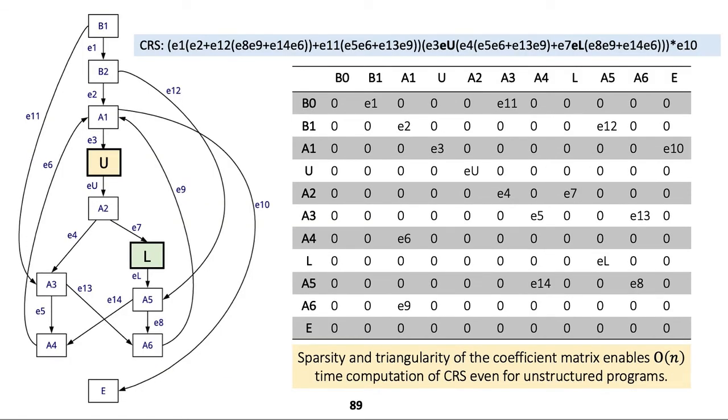When the program is unstructured, like the example that we presented earlier, we have the CRS for that example. If we look at the coefficient matrix, although the program is unstructured, the structure of the coefficient matrix remains the same: the sparsity, and the only entries below the main diagonal are the entries which correspond to the loops.